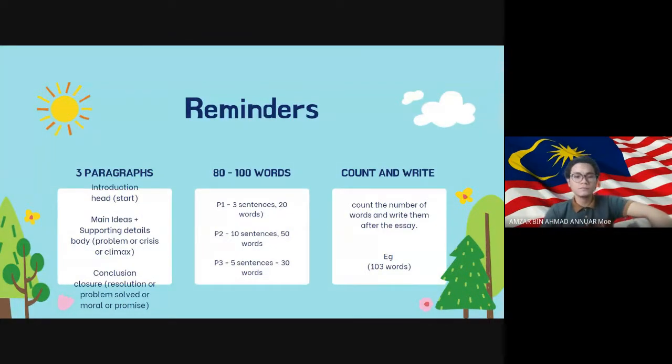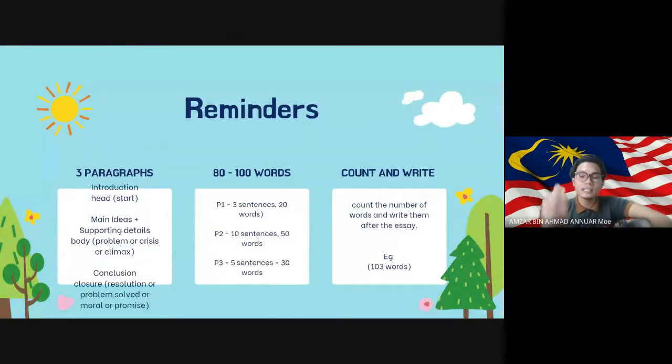Okay, so kita dah bahagikan dah ayat perenggan pertama 20 perkataan, perenggan kedua 50, perenggan ketiga 30. So totally you will have around 100 words. Okay, not more than that. Kira, setiap perenggan kirakan. So that you do not go beyond and over. Okay, when you write in beyond and over, that is where mistakes happen. Now, and the last one, sorry, this is not the last one. Next will be count and write.